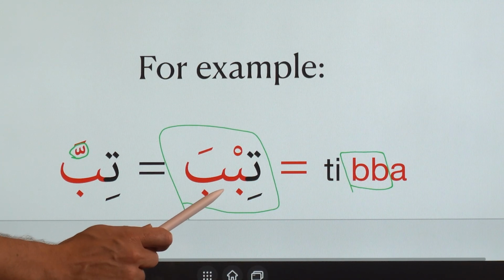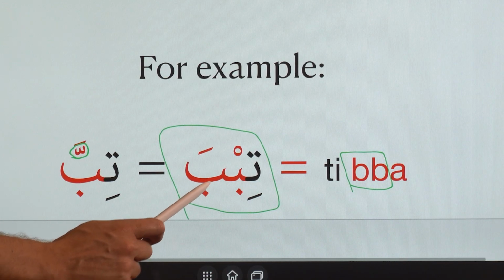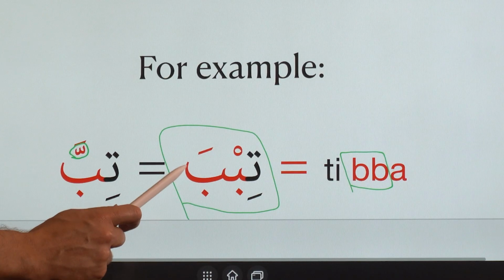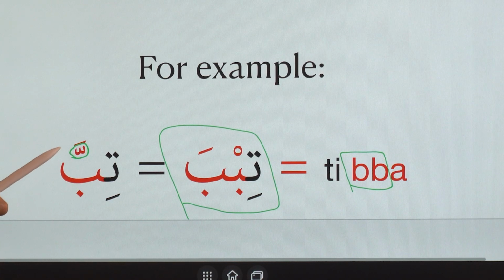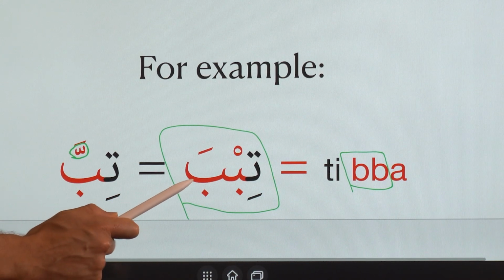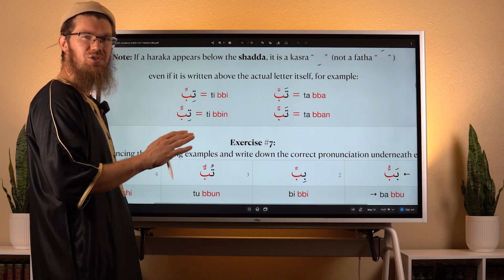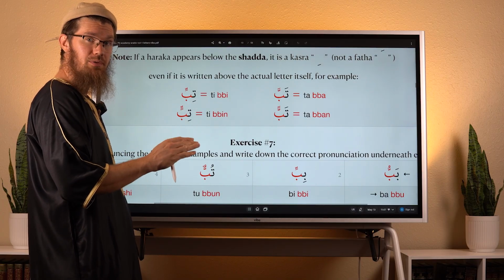So keep in mind, words are not going to be written like this. They're not going to be written with a double letter, one having a sukun and the other taking a haraka, but rather it's going to be written with a shadda, representing that there's a double letter, the first of which takes a sukun. Now before moving on to the exercise, there's one more important thing to point out.